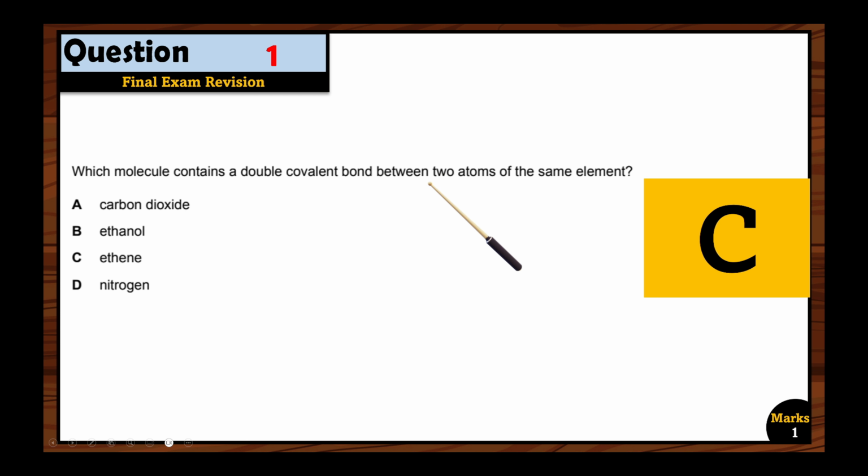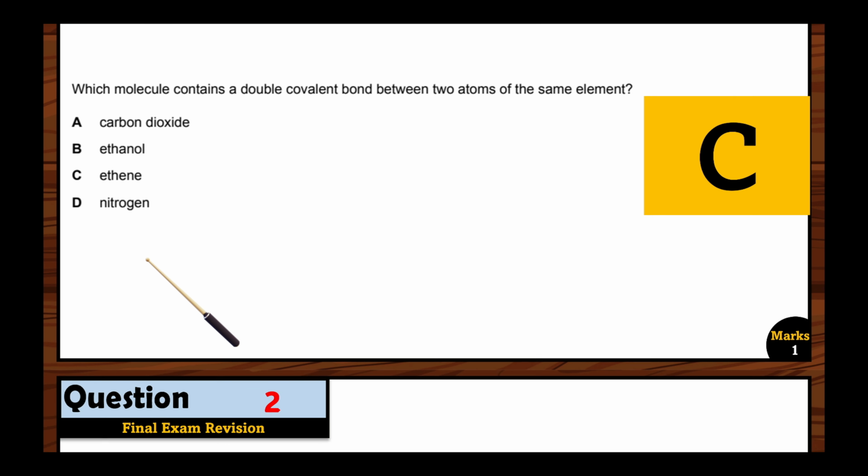Why? Because they are saying carbon dioxide also contains a double bond, but in ethene we have C2H4, right? So the double bond is between carbon and carbon, and they are asking about two atoms of the same element. So the same element is here, carbon and carbon. That's why the C option is correct. In carbon dioxide, the double bond is between carbon and oxygen, not between carbon and carbon. Okay, so that's why option C is correct.